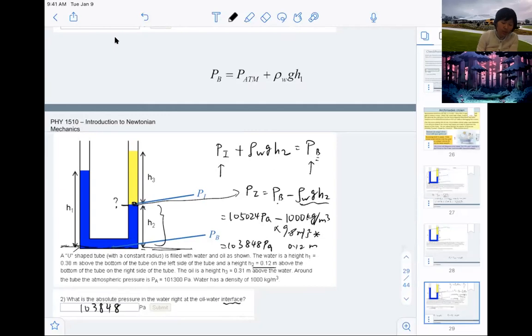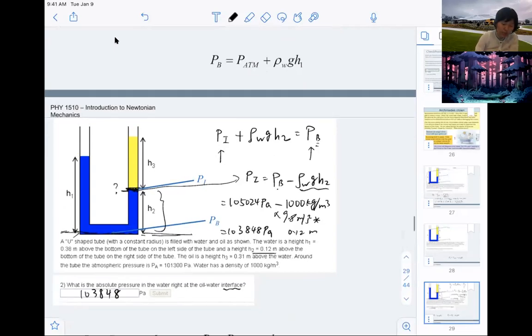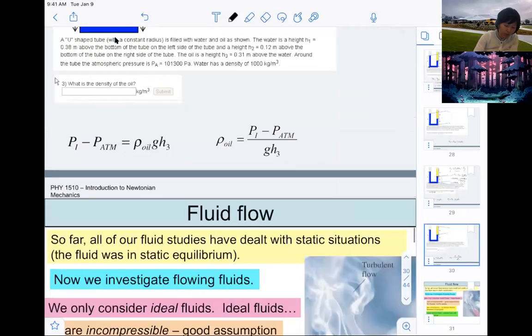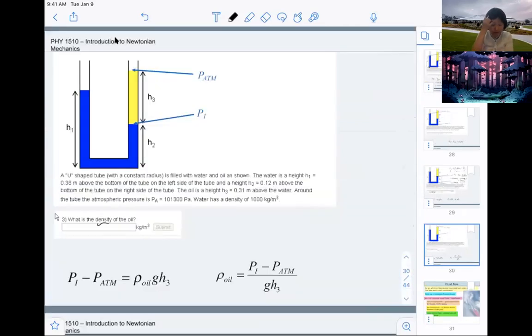So that is what the pressure is right here at the interface. Okay, so you can see we're still using the same equation. The last question is, what is the density of the oil? It's not given. Well, you can see there are two ways to figure out the pressure at the interface.